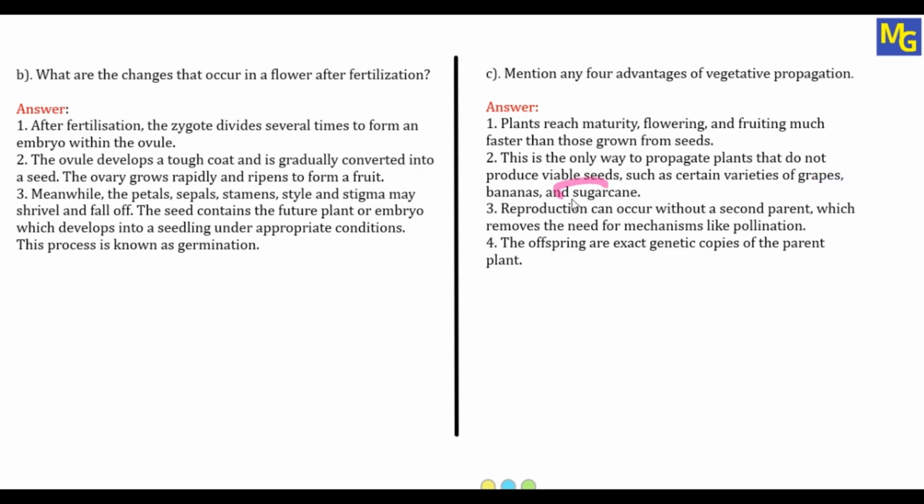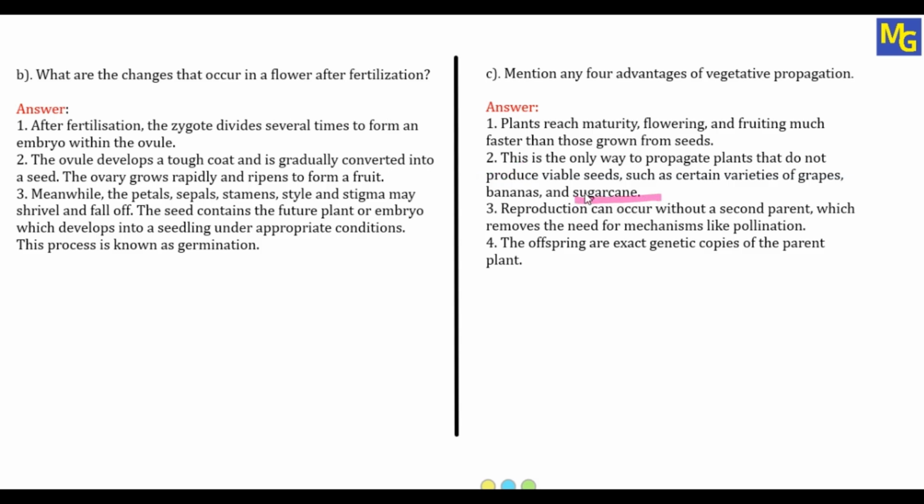You may have seen in case of sugarcane, the stem only is used to grow the new sugarcane. Whatever sugarcane we have, that sugarcane will be cut into different parts and those parts will be again sown into the soil. If you put water, it gives a new sugarcane. So this is the method with the help of which we can keep or we can grow the generations of these plants like sugarcane or bananas.